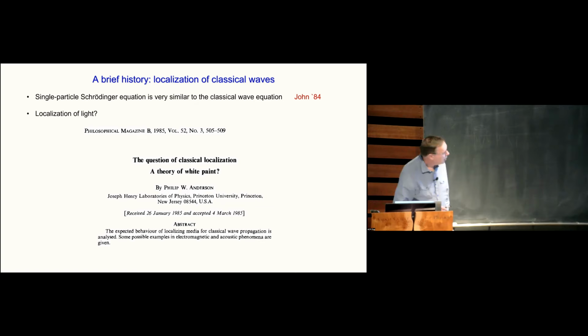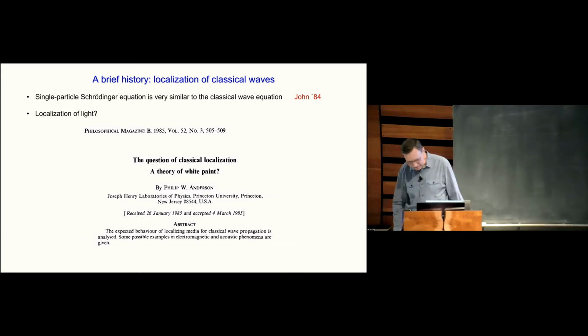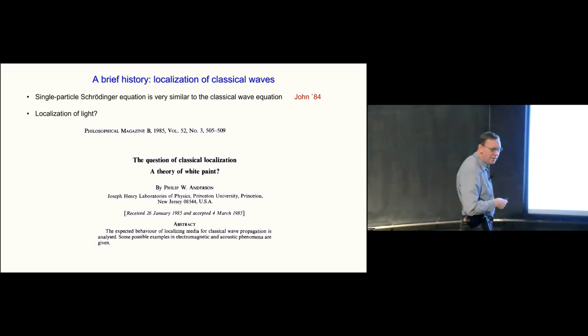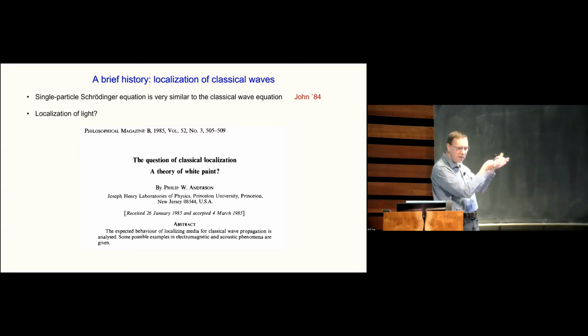He himself wrote this paper, The Question of Classical Localization: A Theory of White Paint. You may wonder what white paint has to do with it. You should take a flashlight, point it at white paint and see what happens. No matter what side you're going in, you will see light backscattered to you. So the bright spot in your vision will come directly to you, no matter from what direction you point your flashlight. This enhanced back reflection of the white paint is a precursor of localization of light. It's a very interesting story in itself.